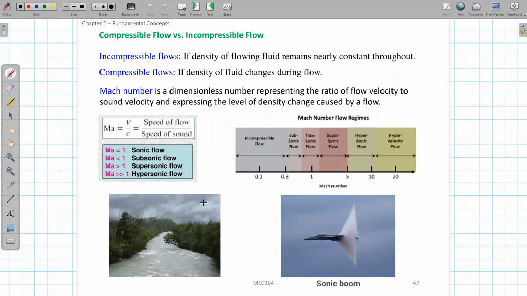And another way we use to classify the fluid motion is based on whether or not the density of the fluid is going to change. If the fluid density does not change, we call this incompressible. And if the density can change, we call it compressible. Compressible means that you can compress it, right? When compressed, the density changes. That's why we call it compressible. Compressible means density can change. Incompressible means density cannot change.